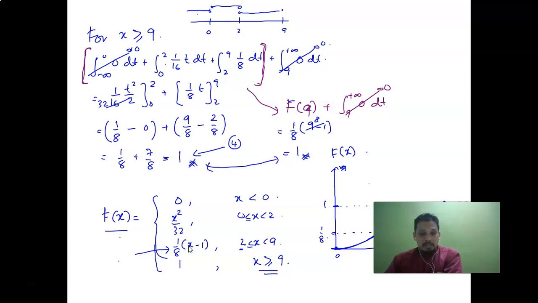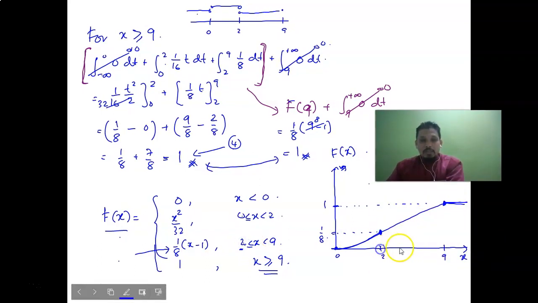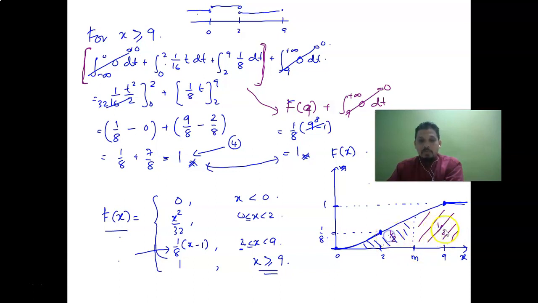So it is less than 0.5, meaning that from 2 until 9 there should be a value of m that divides the area between this and divides this area. This is 1 over 2 and this is another half. 1 over 2 and 1 over 2. So m is in between here.